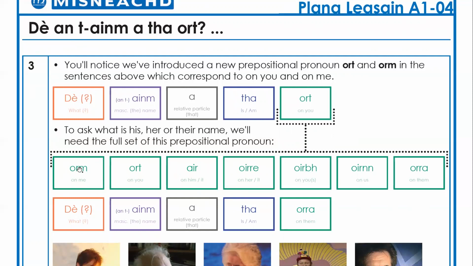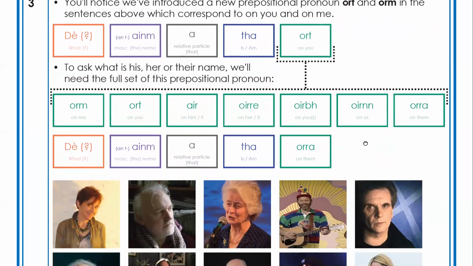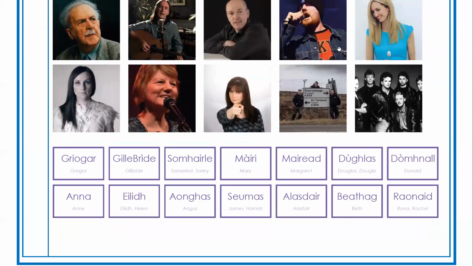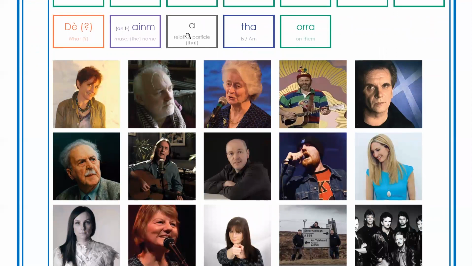So "me" becomes "orm", "u" becomes "ort", "e" becomes "air", "i" becomes "oirre", "sibh" becomes "oirbh", "sinn" becomes "oirnn", and "iad" becomes "orra". Orm, ort, air, oirre, oirbh, oirnn, orra. What is the name that is on them? What are their names?